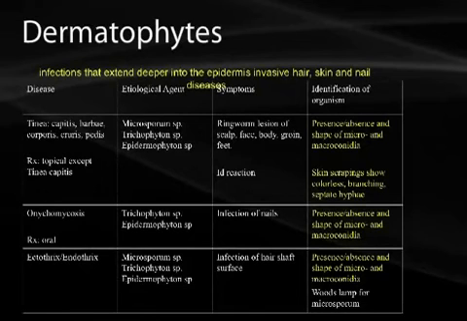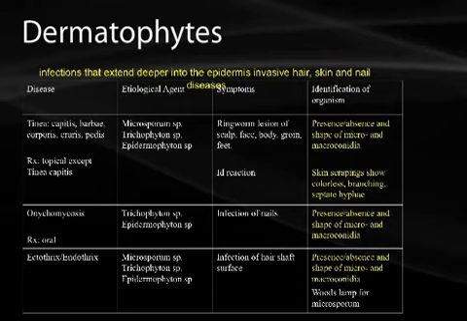This first table overviews the diseases known as the dermatophytes. These are fungal infections that extend deeper into the epidermis. They also can invade hair, skin, and nails. The most common dermatophytes include tinea, which you can see tinea capitis on the head, tinea barbae, tinea corporis, tinea cruris, or tinea pedis on the foot. The treatment is usually topical, except for tinea capitis. The most common causative agents are microsporum, trichophyton, and epidermophyton.